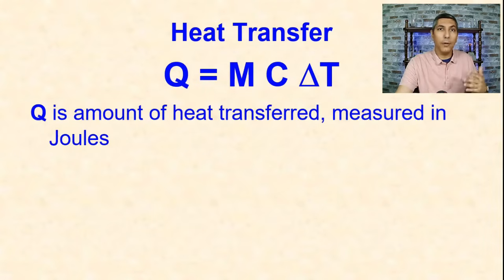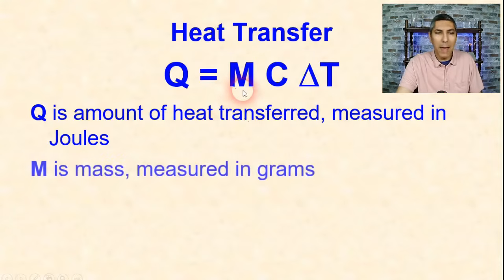And of course, that's not the only unit that we could use. There are some textbooks that use calories, that works as well. But in the SI framework, we measure heat in joules. So for this video, we're going to be using joules for Q. Now, M represents the mass of the object, and that's measured in grams. So when we see grams, that represents M. That's the mass of the object.